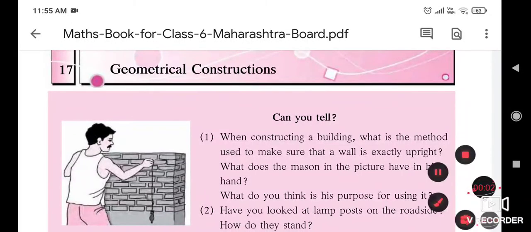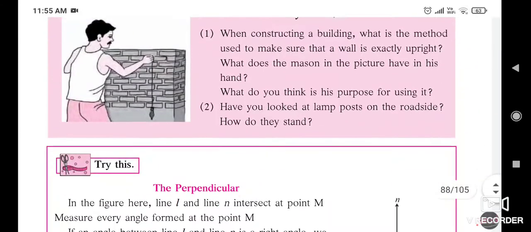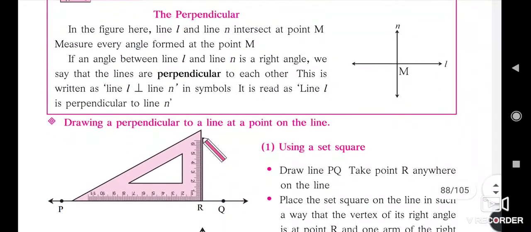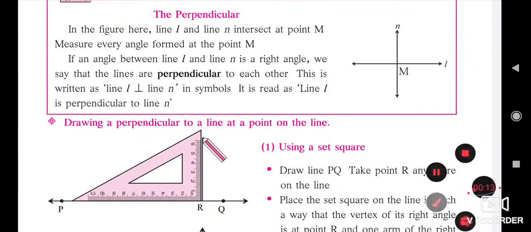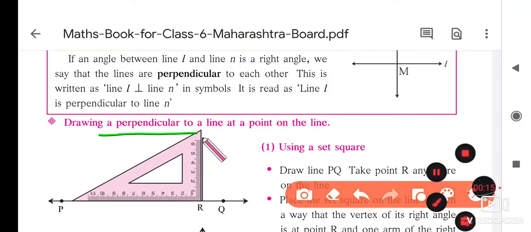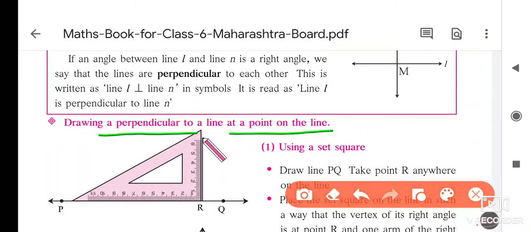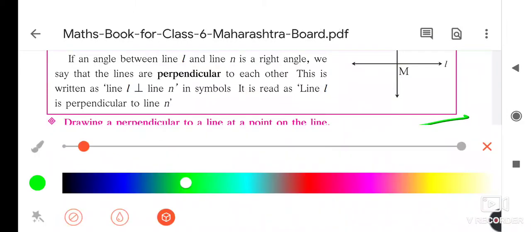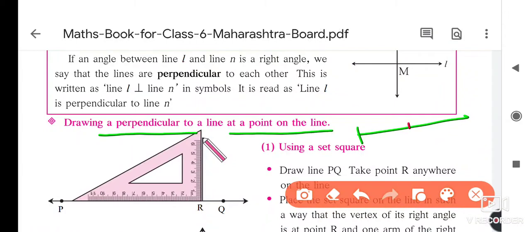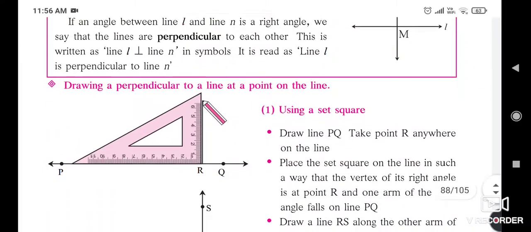Hello students, today under lesson number 17, geometrical construction, we'll see the next part of our lesson. In the previous lecture we saw how to draw a perpendicular to a line at a point on the line. The meaning of it is that the point is present on the line. At that time we saw how to do the construction, and there are three methods of it.